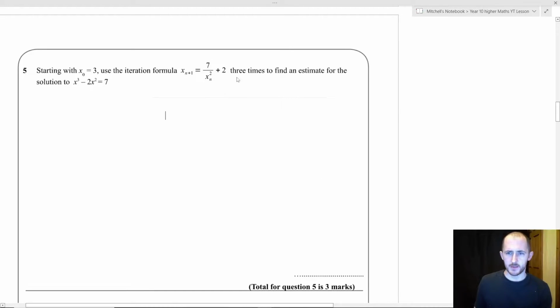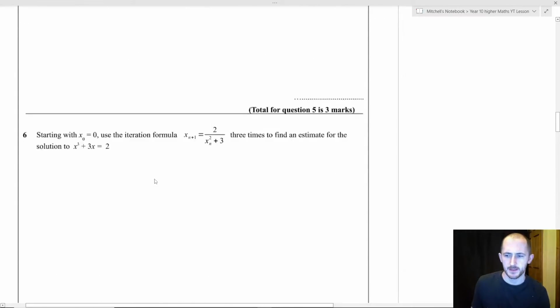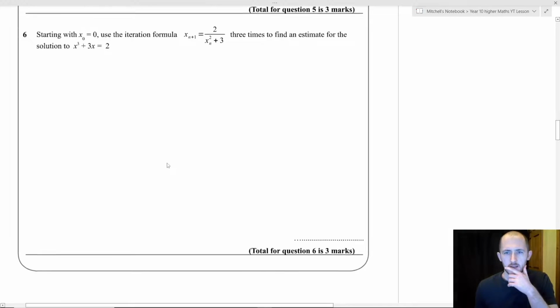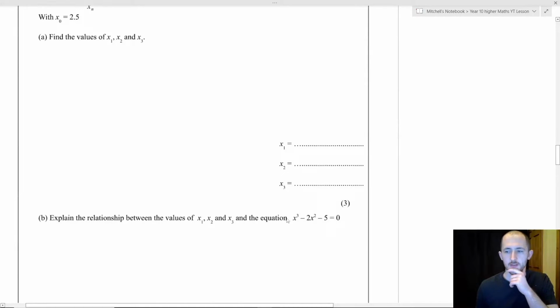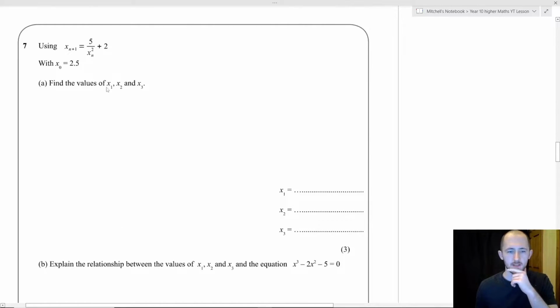So I think we'll leave this question because I think, again, it's just the exact same thing. You use it 3 times and your final estimate is going to be an estimate to this equation, okay? Same thing. Now this is the question I was coming across here, so we'll do this question here.